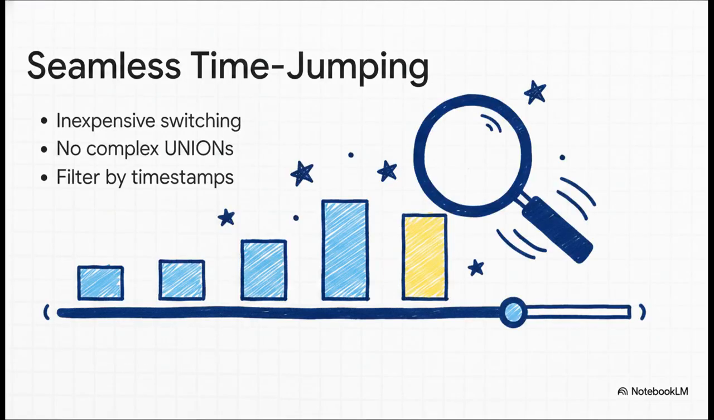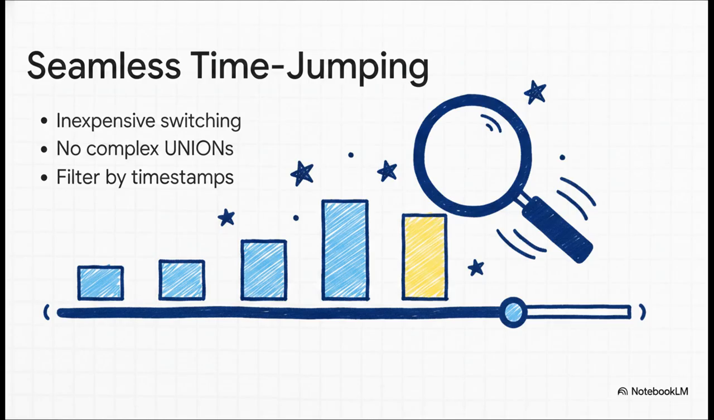But honestly, the best part, this setup allows for seamless time jumping. Since the database engine keeps all the versions inside a unified structure managed by these time bounds, switching states back and forth is computationally really cheap. You don't need any complex SQL union operations across a bunch of scattered mirror tables anymore.